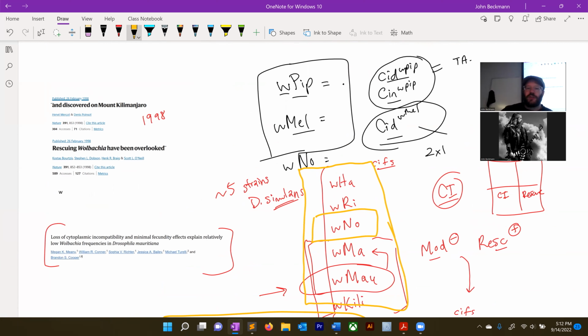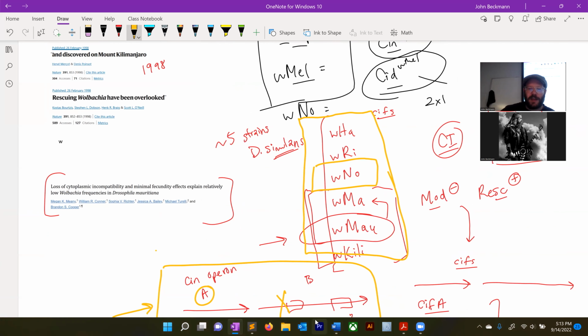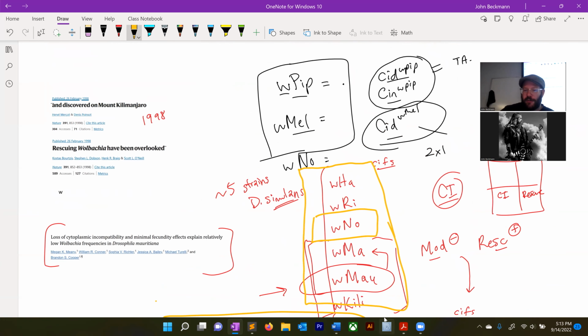Okay. So just so you know, that's the context of this wNo. Things get really complicated when you do research on Wolbachia because there are all these different strains and it can become overwhelming. But if you're wondering why they are studying wNo, that's why this is interesting.